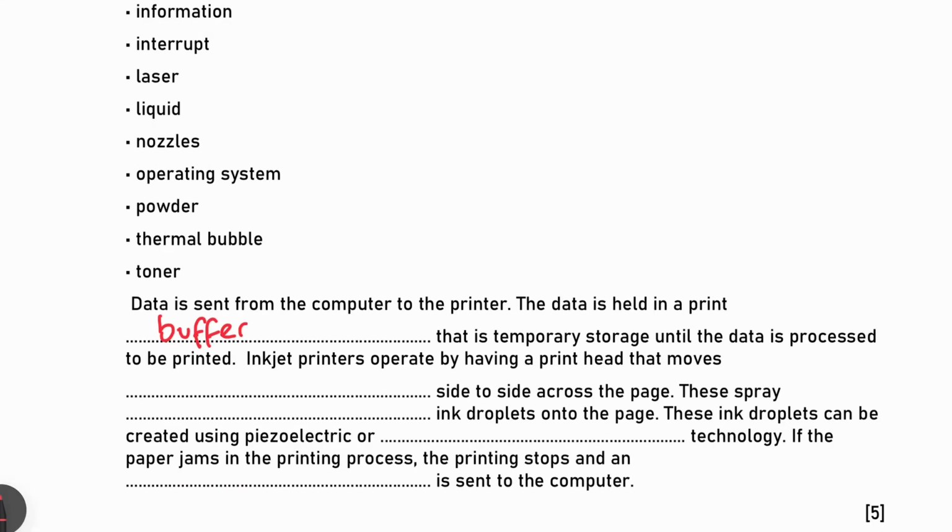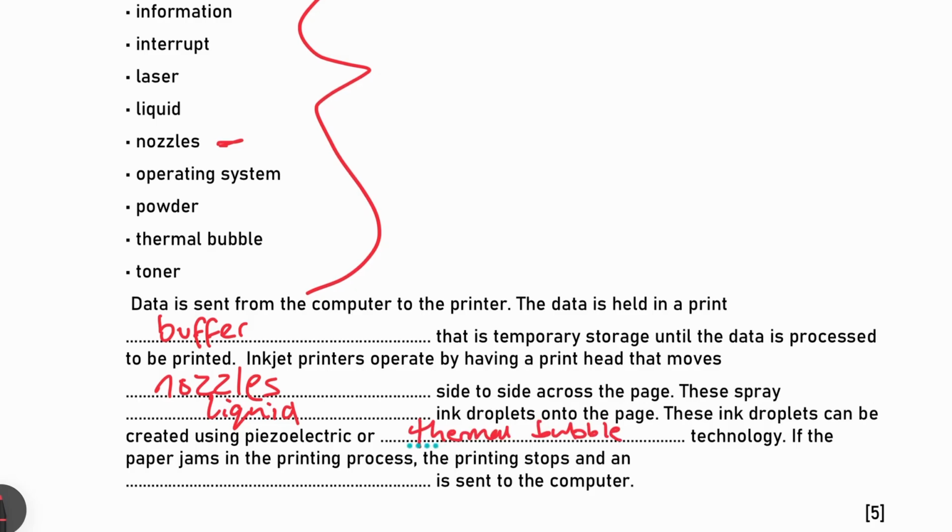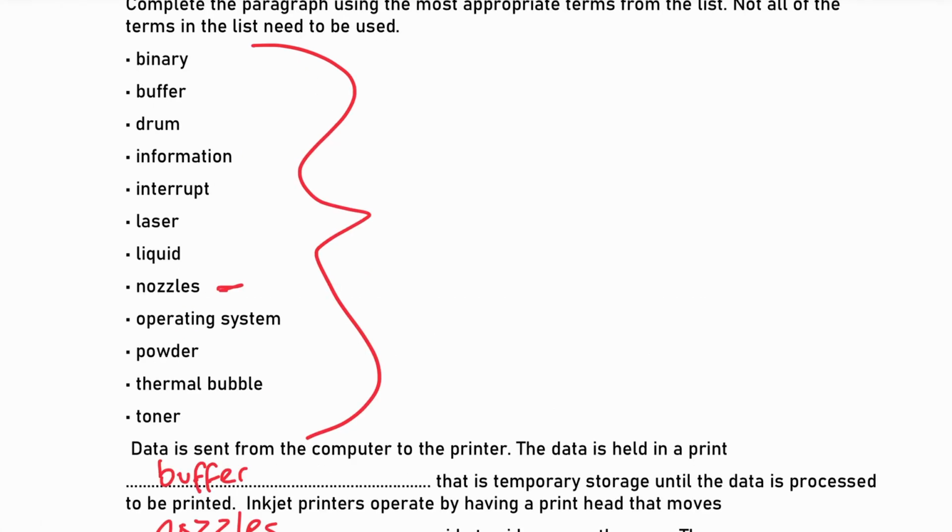Inkjet printers operate by having a printhead that moves something from side to side. So which one of these things moves from side to side? That is the nozzle or nozzles. And these spray liquid ink droplets, so liquid ink, onto the page. These ink droplets can be created using piezoelectric or thermal bubble technology. So some very particular keywords that are specific to an inkjet printer. But what you should be doing is noticing that lasers and drums, powder, toner, these all refer to a laser printer. So you should be ticking them off anyway.